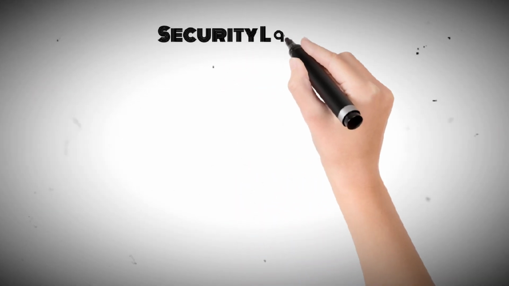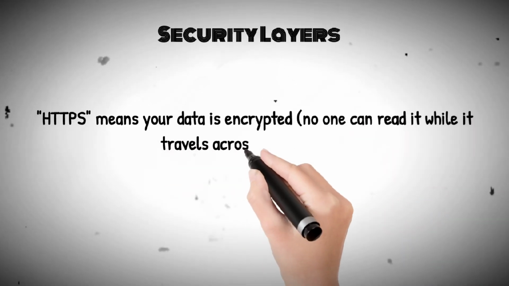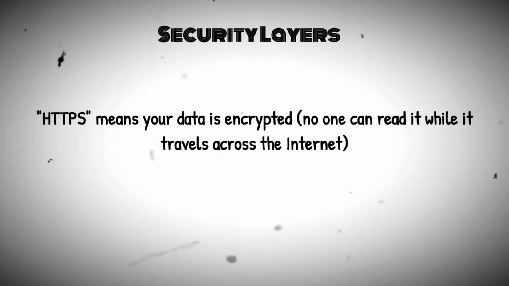Step 8. Security layers. Of course, security is crucial. When you see HTTPS on a website, that means your data is encrypted, scrambled so no one can read it while it travels across the internet. Without encryption, hackers could intercept your packets and steal sensitive data like passwords or bank details.